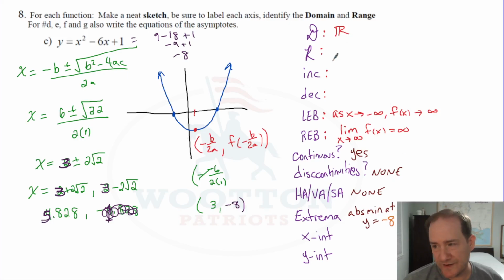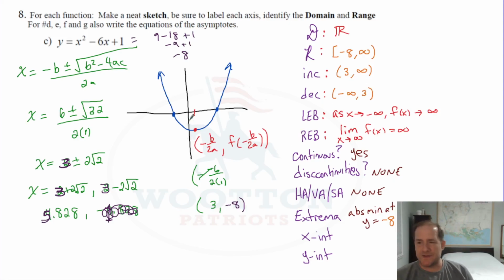And we can do our range now. We know that we go from negative 8 to infinity. We know that our increasing interval is from 3. We said 3. So 3 to infinity, and then negative infinity to 3. So based on the fact that we can find the vertex, we can answer those questions about increasing, decreasing intervals, and extrema. And that's good. All right, moving on.